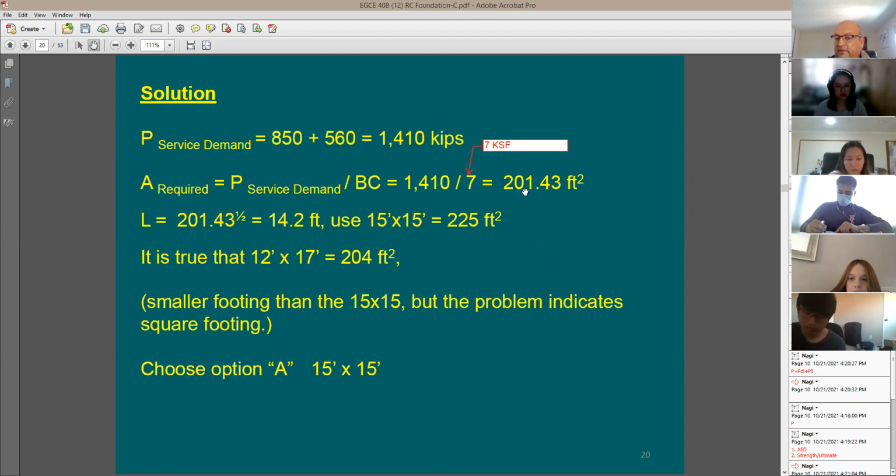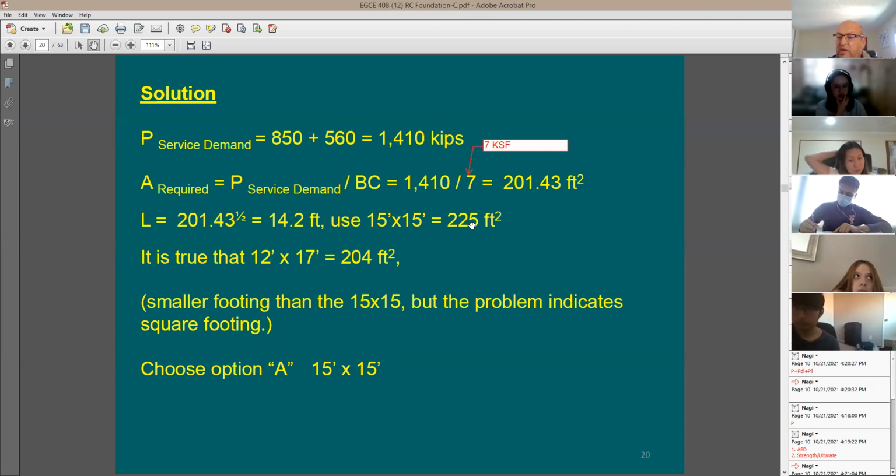Here's the contact area needed, 201.43 square feet. Meaning that if you take the square root of this number, it's going to be 14.2 by 14.2. I cannot go smaller. I need to go a little bit larger. I'm not going to do 18 by 18 feet. That is going to be a lot larger. So I'm going to be using 15 by 15 with a square footage of 225.